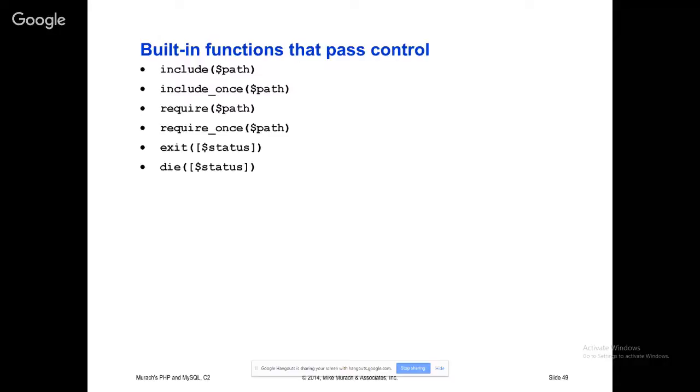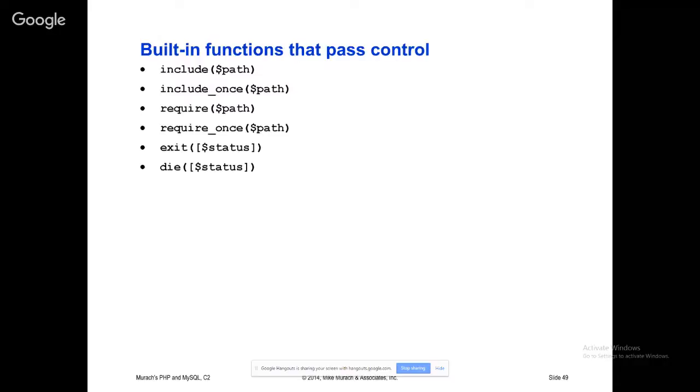But also, in some cases, you want a certain condition to include a different file. And so to do so, you're going to use the include function command. And then you give it a path to the file that you want to include. You can also use include once, which only includes it if it's not already included, or you can require a file to be included.